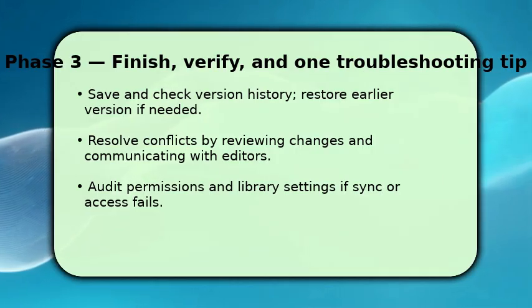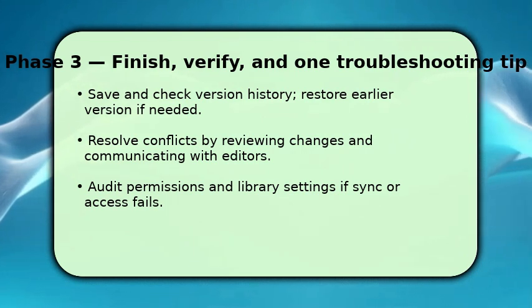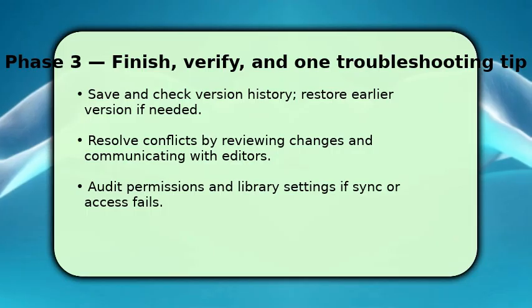Finally, audit document permissions and library settings. Incorrect inheritance or blocked file types often cause access failures. A common tip: if syncing stalls, sign out and back into OneDrive to refresh tokens.